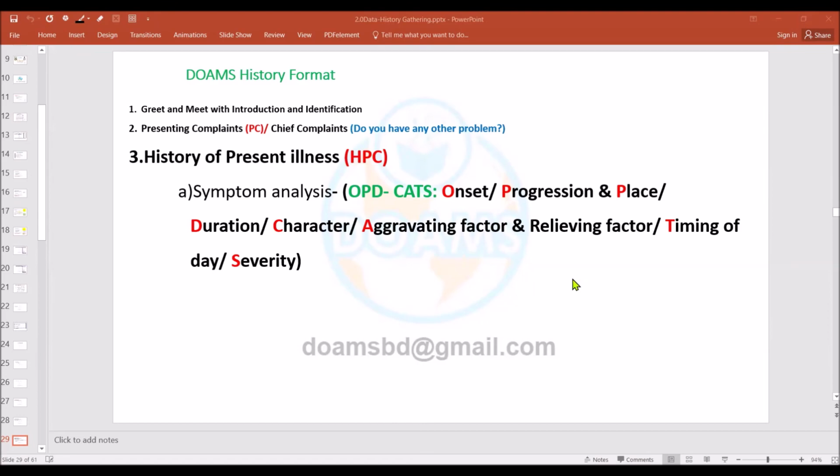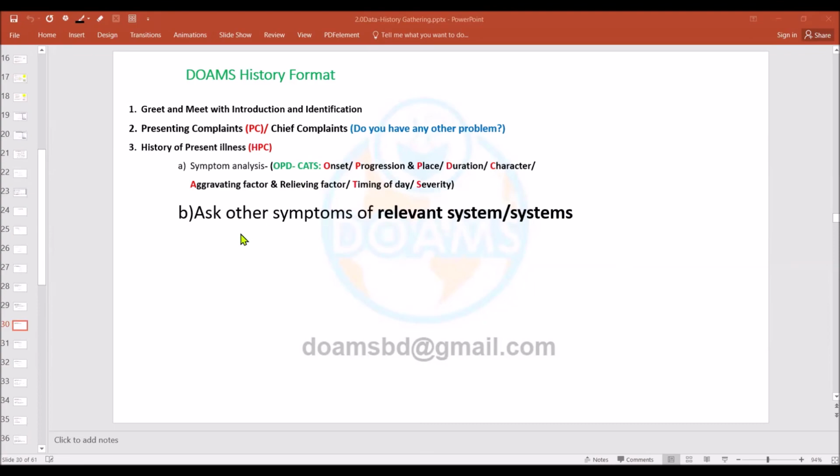Okay. So what other symptom did the patient tell now? Dr. Sama, be with us, no problem. Our second point is to ask about other symptoms of the relevant system, right? Yes. I marked the font size smaller because you have to store this information in your mind. Then your next headline is to ask other symptoms of the relevant system.